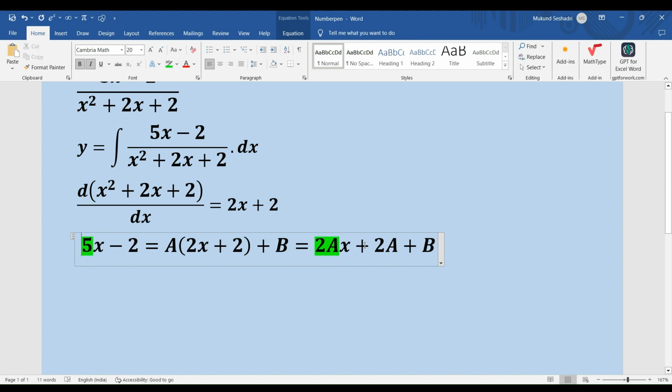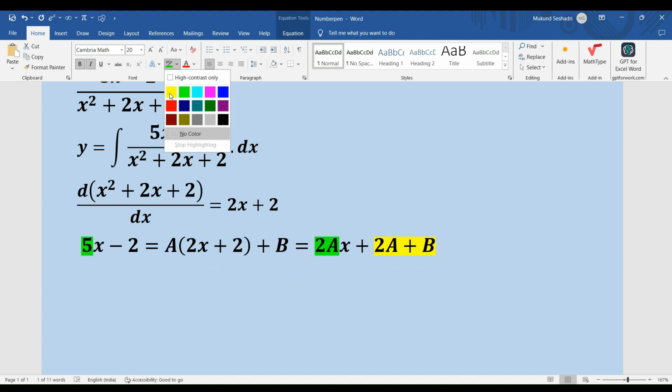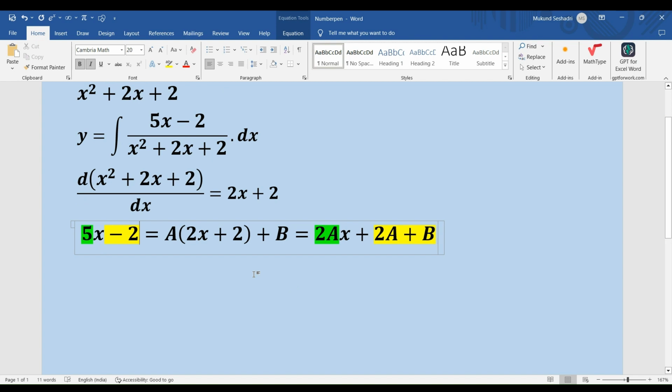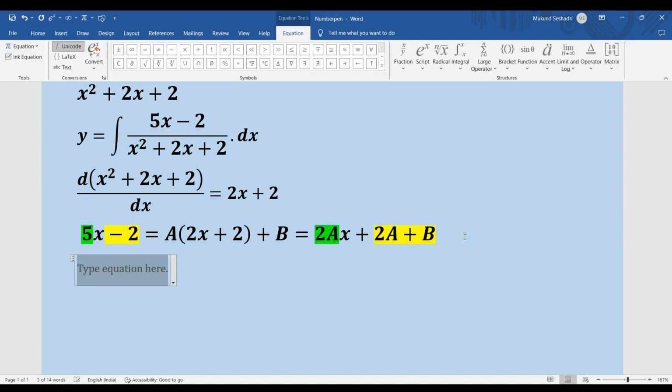And then my constant on the RHS is 2a plus b. Let me highlight it using a yellow color. And similarly on my LHS I have a minus 2. Let me also highlight it using a yellow color. Now it's pretty simple out here. We will have to solve for a and b, right? It's not very complex. So my first part is 2a equals 5, right? And take a look at the green portions which are highlighted, which means my a equals 5 by 2.